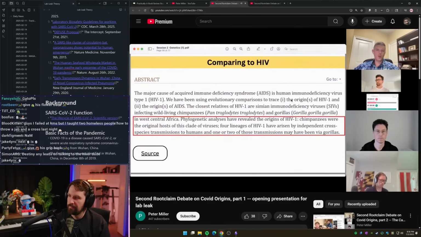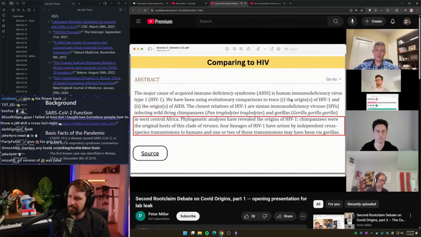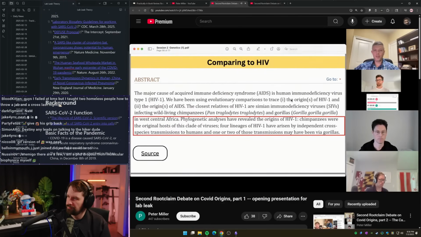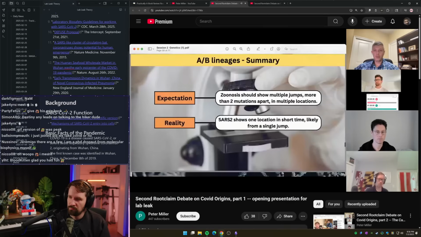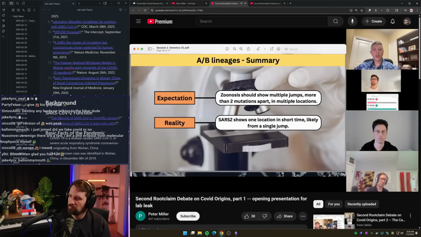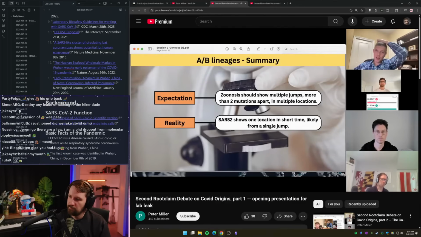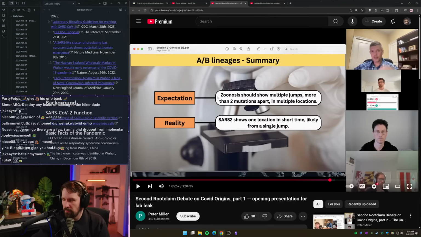And it's not just SARS-1 that's had multiple introductions. Other viruses do the same. HIV had 4 different spillovers. MERS had, by some estimates, 50 zoonotic introductions, and yet SARS-2 only had 1. So basically, in summary, that's how SARS-2 compares to other outbreaks.